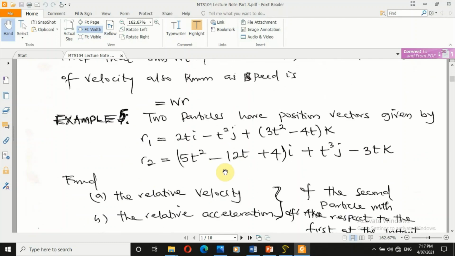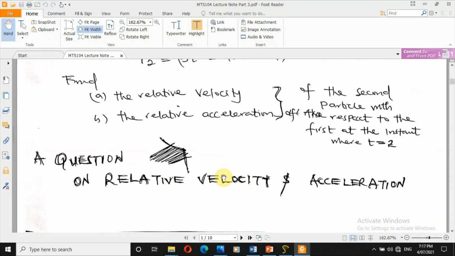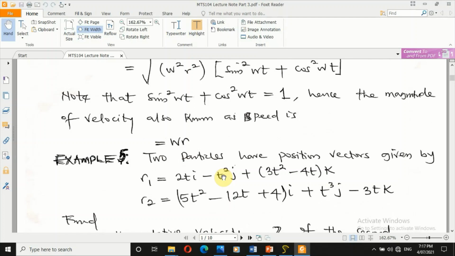This question has to do with relative velocity. Let me explain what is meant by relative velocity. Let's say we have 2 cars moving. Don't forget that both of them are moving. Let's say we have car A and car B, and both of them are moving. Then it's possible for us to have what is called the relative velocity of one car with respect to the other.